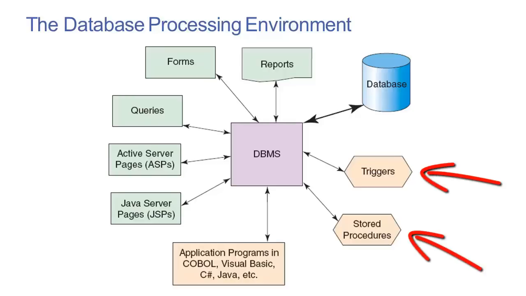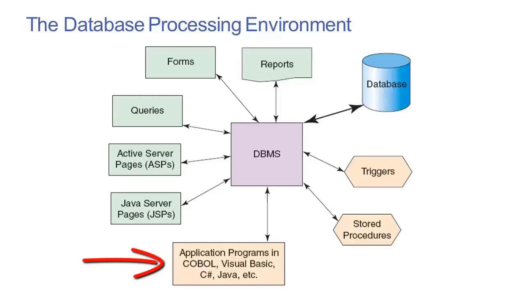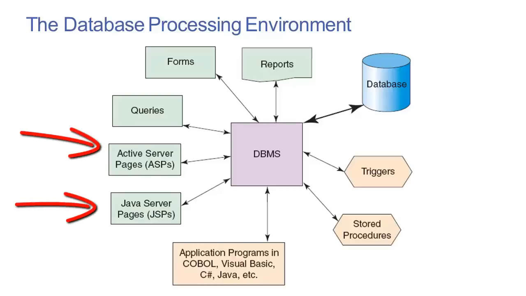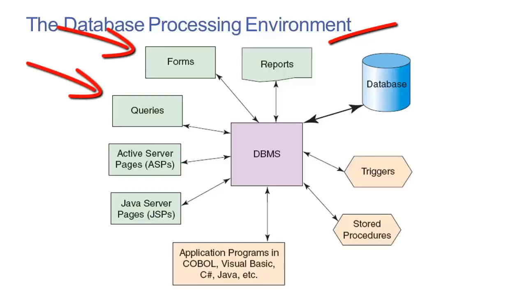Aside from internal database triggers and stored procedures, we have application programs that can utilize our DBMS, web requests, perhaps in the form of active server pages or Java server pages that similarly can utilize our DBMS, and we have any number of additional sources of requests that the DBMS may need to process, such as ad hoc queries, forms, reports, etc. So as we can see here, the possibility exists for a single database to have to serve many different types of requests simultaneously.